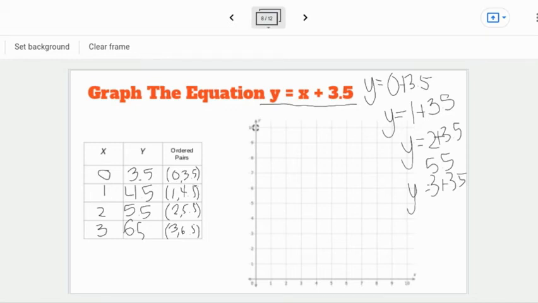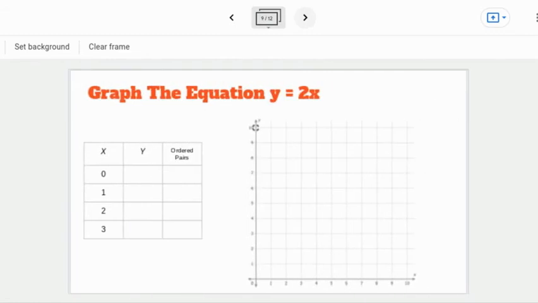Okay, so on this one, x is 0, y is 3.5. So over 0 and then up 3.5. So that stays on the y-axis. The next one, over 1, up 4.5. The next one, over 2, up 5.5. And over 3, up 6.5. Okay, oops, sorry, that one's a little off. Then we draw our line. And again, they better make a straight line because we remember that these are linear equations.